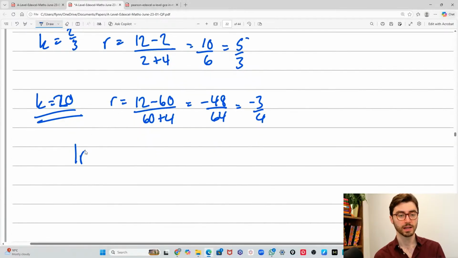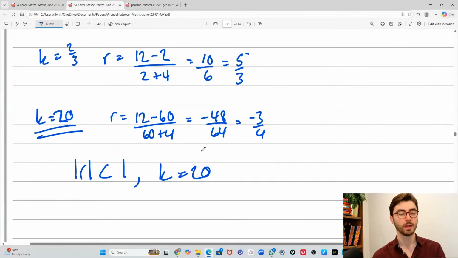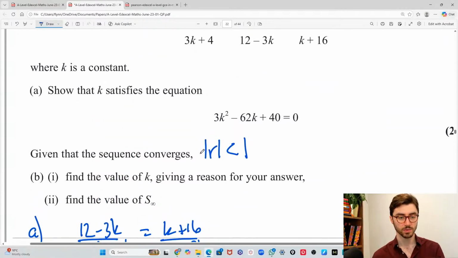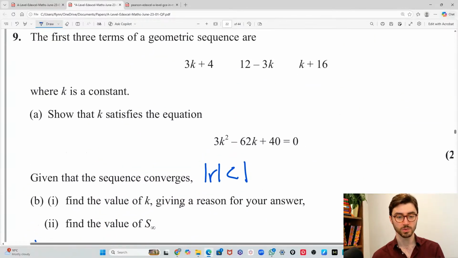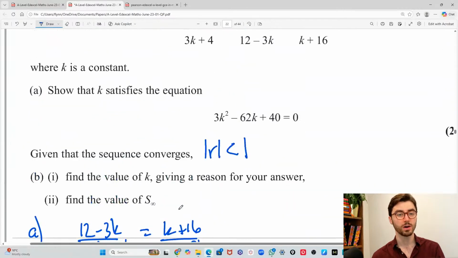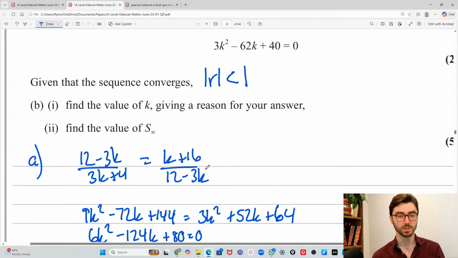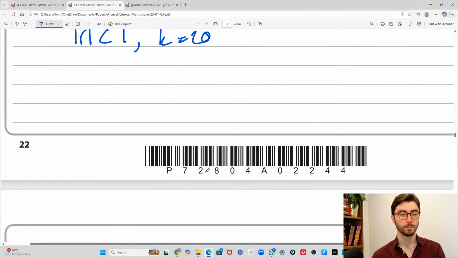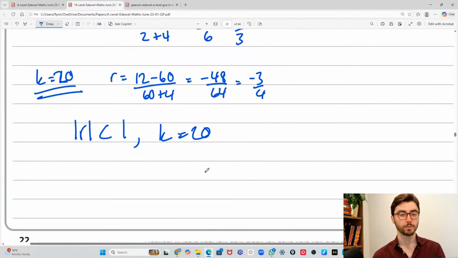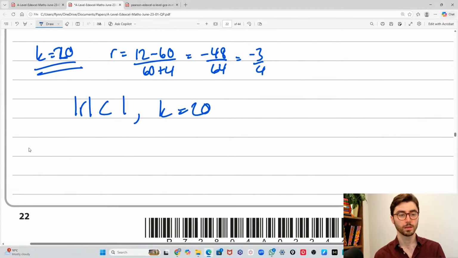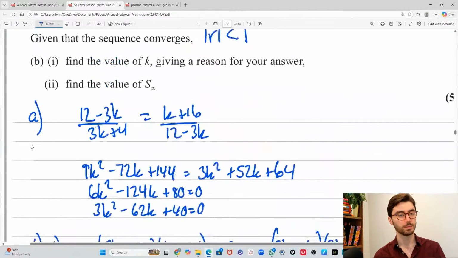Because the magnitude of r has to be less than 1, that means k equals 20 is the answer. Given that k equals 20, find the value of the sum to infinity. We know the value of r. We just need to find the value of a, which is 3k plus 4. So was that B? Yeah, it's B part 2.